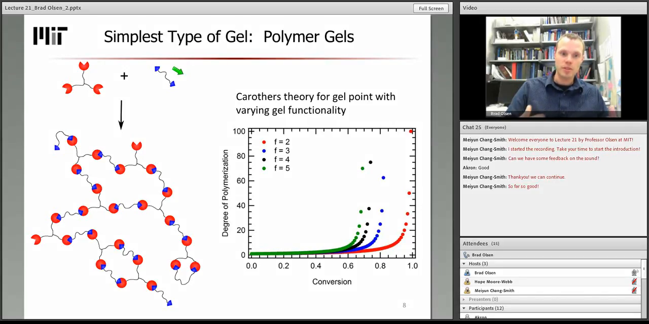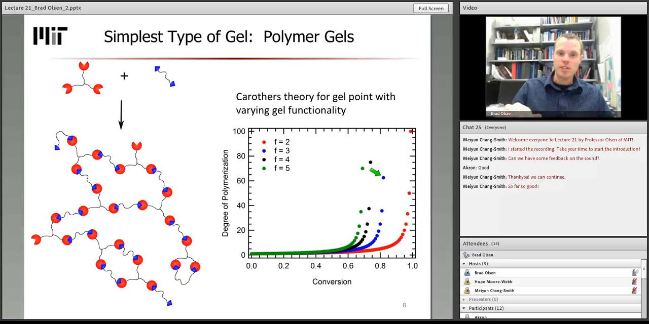So as we start to grow gels, our molecules will polymerize. And there are several different theories for this chemistry. I've shown here just one example, the Carothers theory for gel point, which essentially shows, as you convert these linkages, you can calculate the degree of polymerization as a function of conversion. And what you see is that it depends on the functionality of the multifunctional junction. I show here in blue functionality 3, which is the case illustrated.